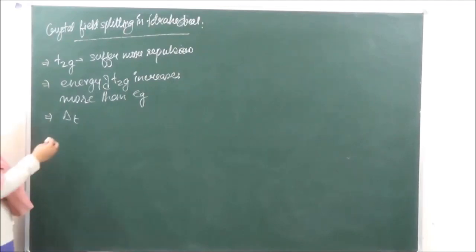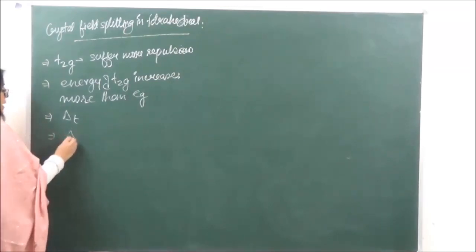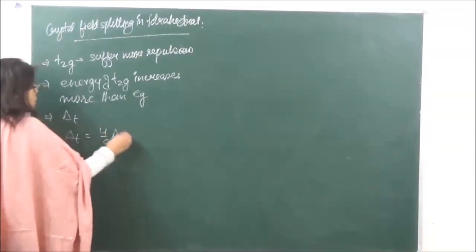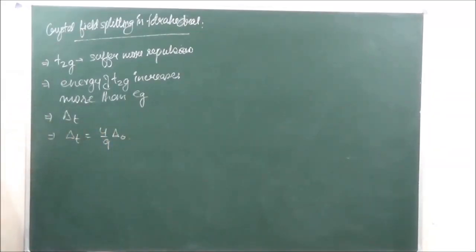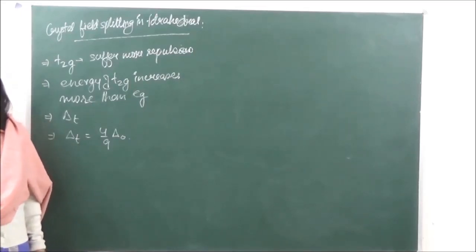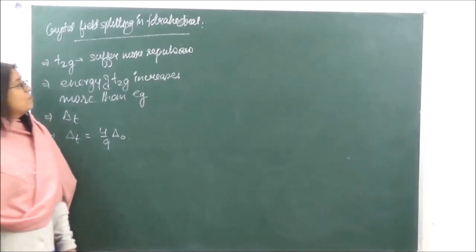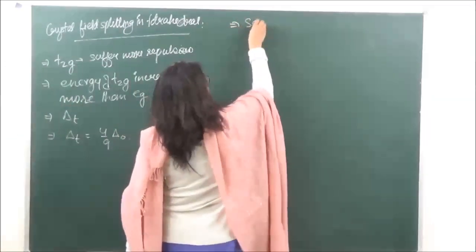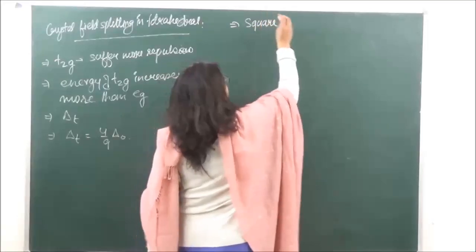Now when we are taking a relationship between delta T and delta naught, delta T is equal to 4/9 delta naught. Is it clear? Then we come to crystal field splitting in square planar. Here things are going to be very complicated.